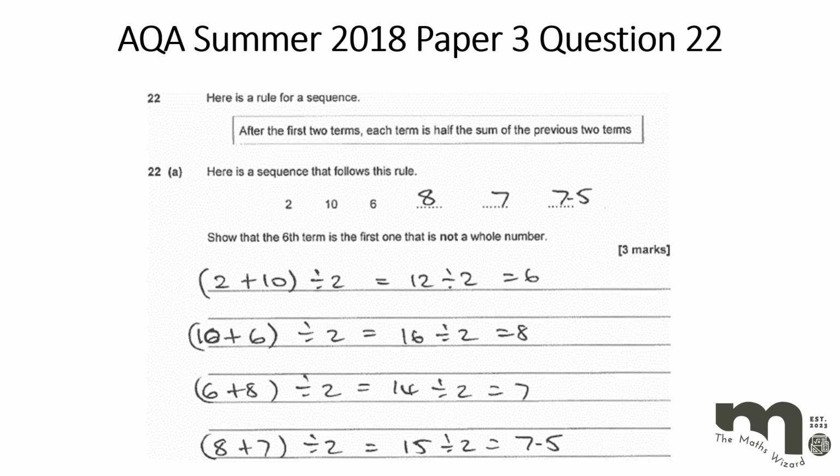So I've skipped straight through to the working out from the exam board here because it's quite a lot to write down. So first of all, we had to show that the sixth term is the first one that's not a whole number.